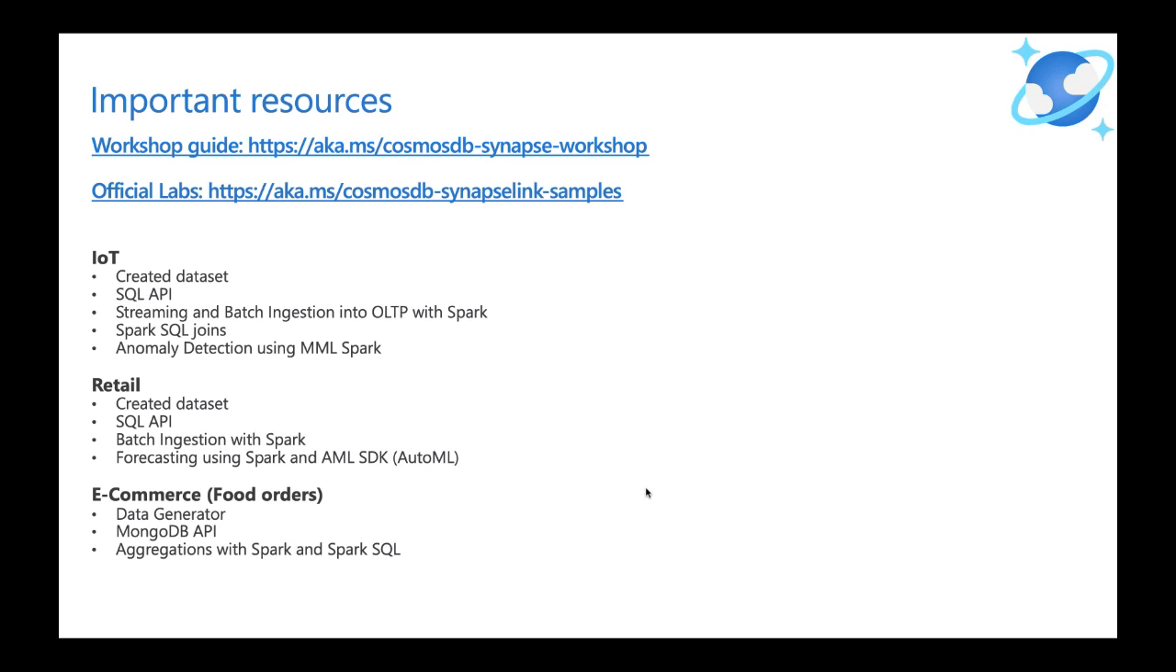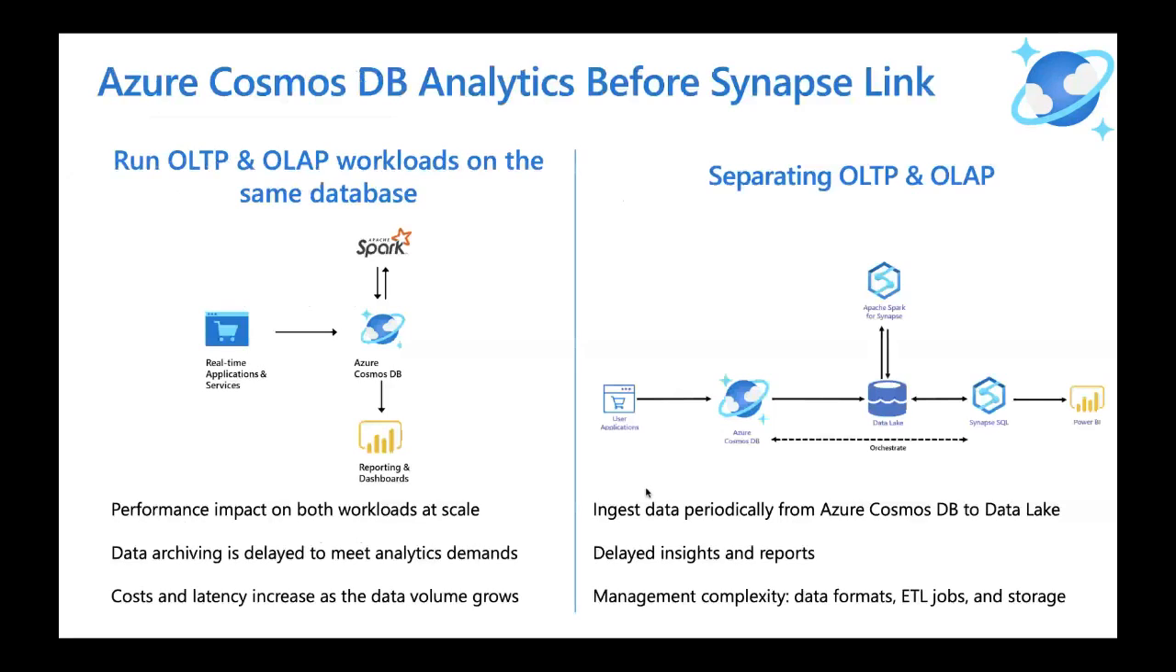So let's back off a little bit and think about what life was before this thing called Synapse Link, right? Now, if you are familiar with Azure Cosmos DB, it is a multi-model database which offers you a variety of options. One is the core SQL API, but in addition to that, it gives you these open source APIs as well, such as Cassandra, MongoDB, and Gremlin for Graph, right?